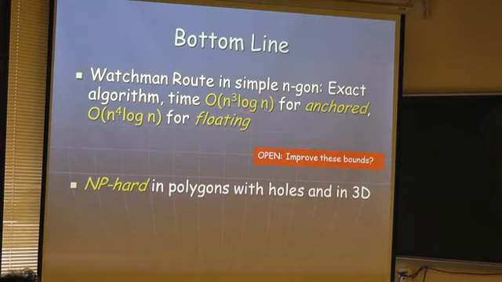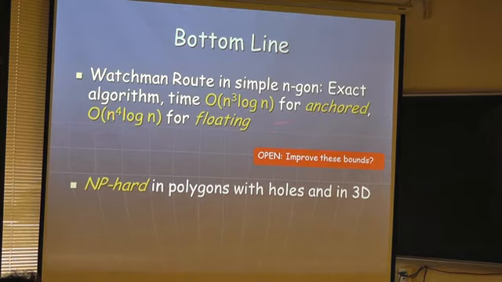And it's the most efficient one. So we distinguish between the anchored and the floating. Now this is for a simple polygon, no holes. So in a polygon with no holes, we can exactly optimize in polynomial time, order n cubed log n or n to the fourth log n.